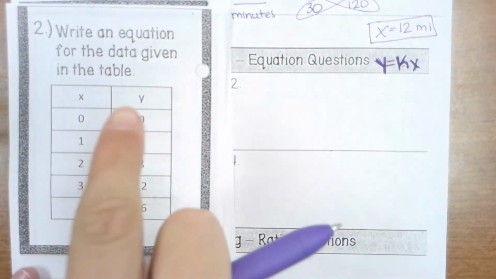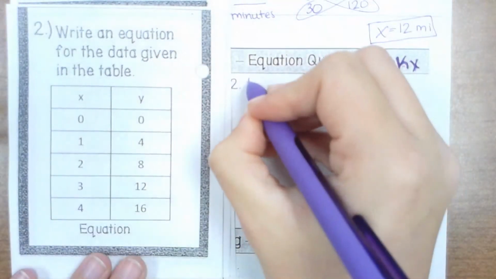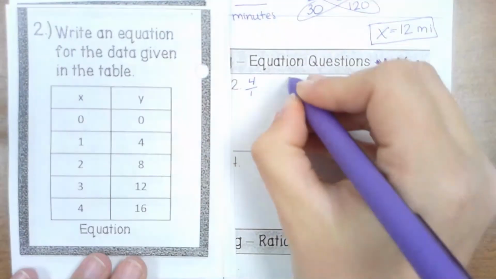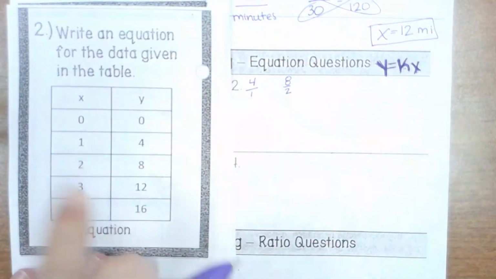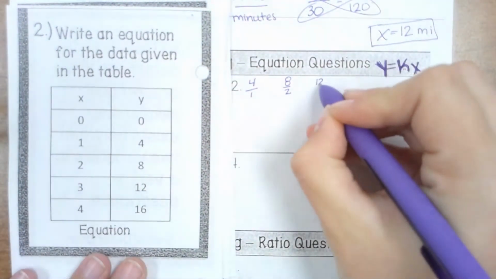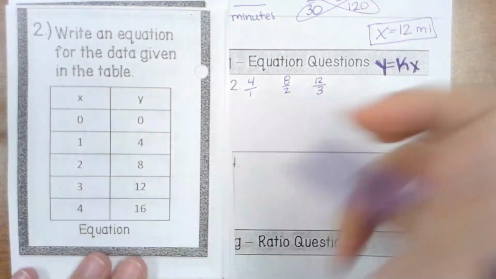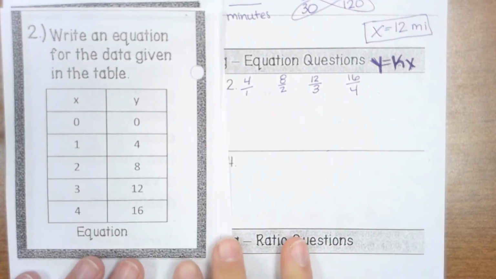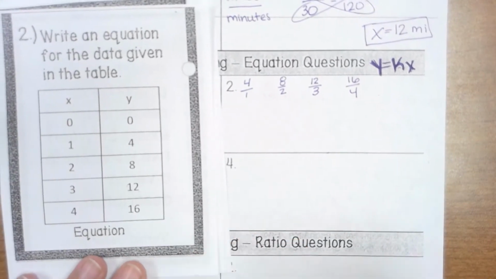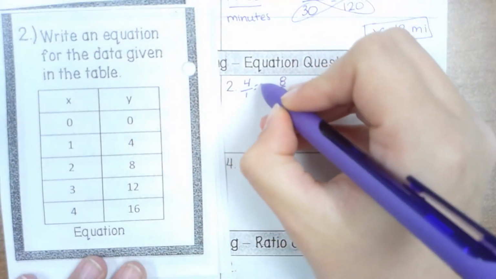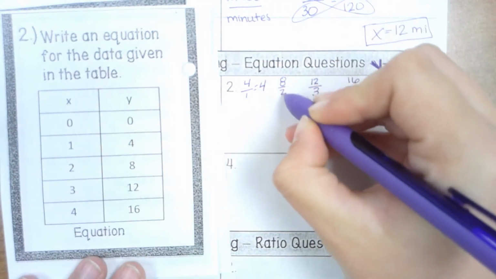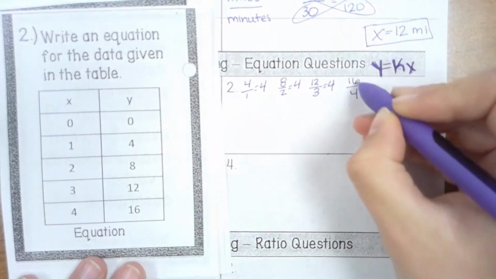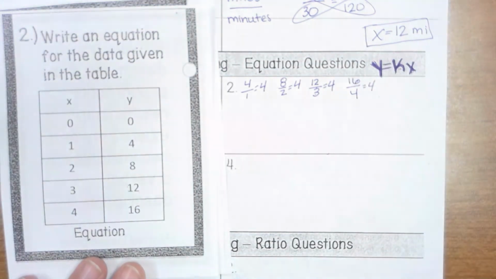So we're taking y divided by x. So first one is 4 over 1. Next one is 8 over 2. Then we have 12 over 3. And then we have 16 over 4. And remember, when we're finding unit rates, we are just dividing. So 4 divided by 1 is 4. 8 divided by 2 is 4. 12 divided by 3 is 4. And 16 divided by 4 is also 4.